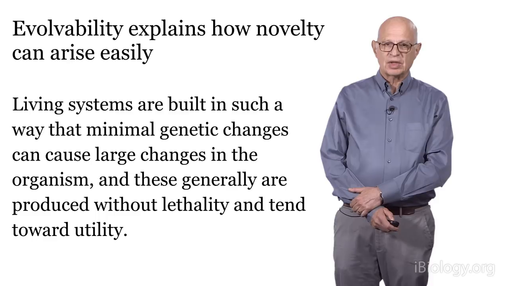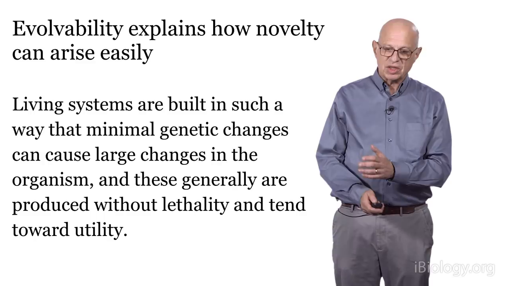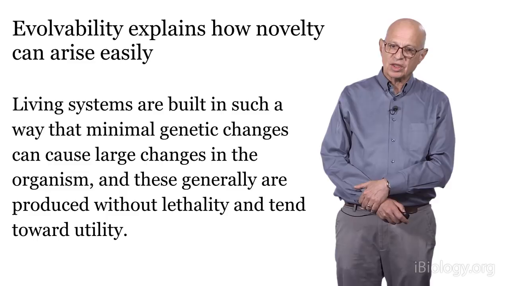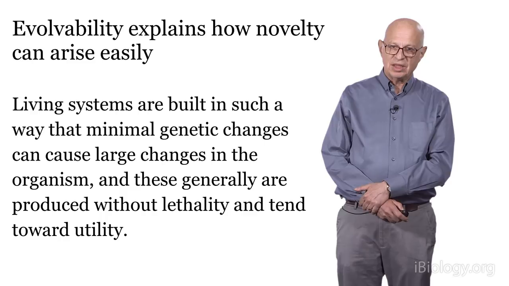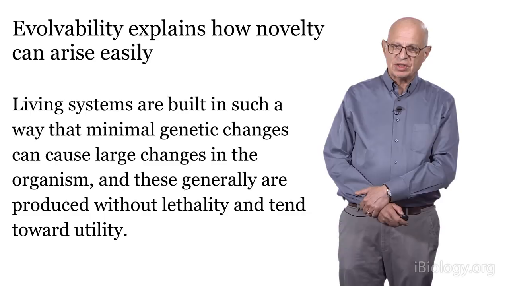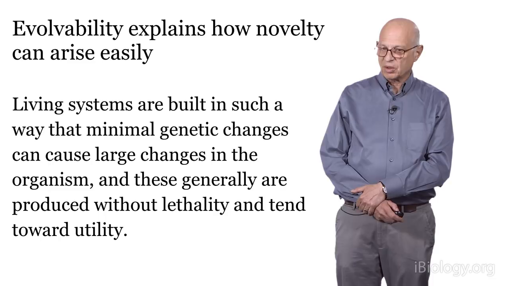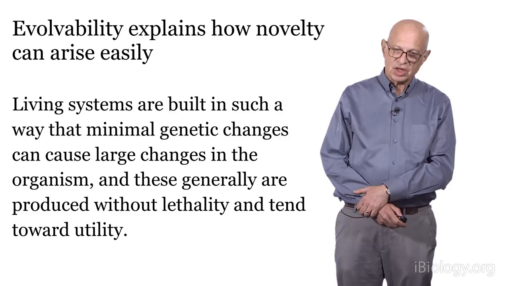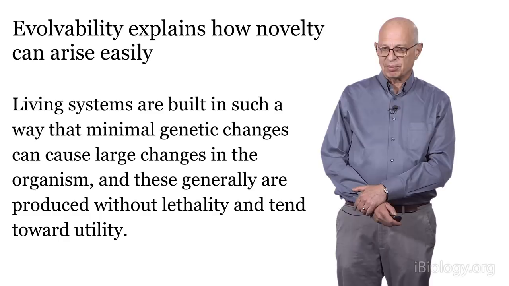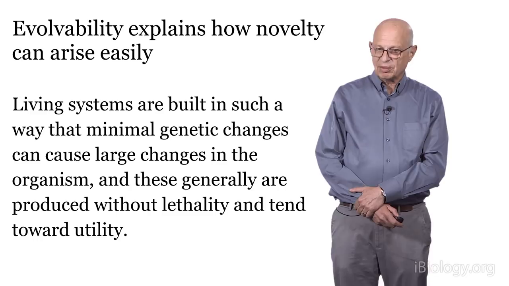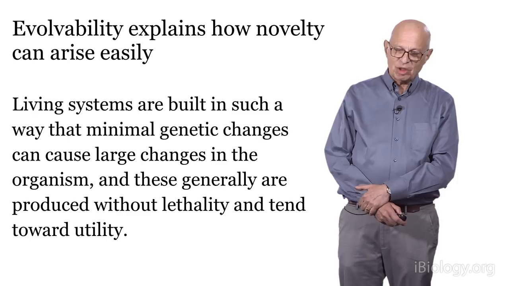All right, so all these properties, the regulation, the compartmentation, the weak linkage, all of these things provide evolvability, make it easier for novelty to arise. And I would argue that living systems are built such that minimal genetic change could cause large changes in the organism. So that says it's not what Darwin thought, that the change is so infinitesimally small. It can be quite large, and therefore can happen more rapidly. But these changes are generally produced without lethality because these systems are very tolerant, and they tend toward utility because in some similar way they worked well in the past and incorporated some of those features.